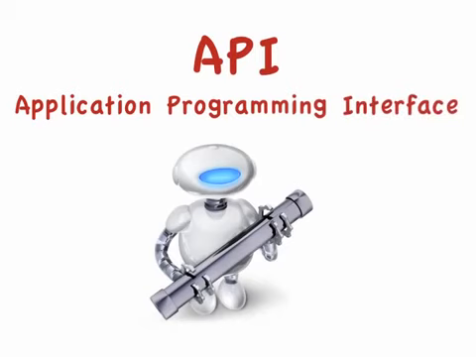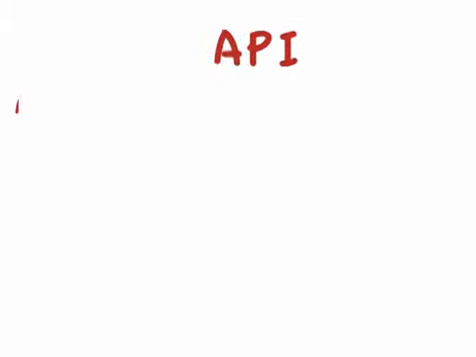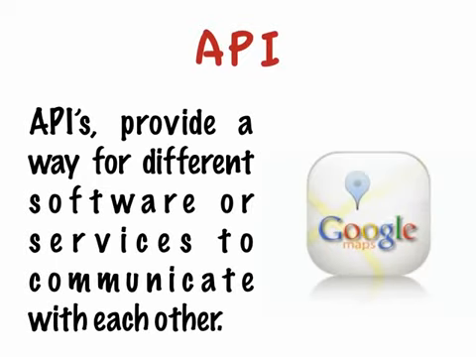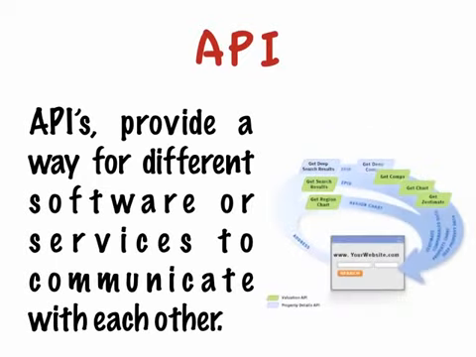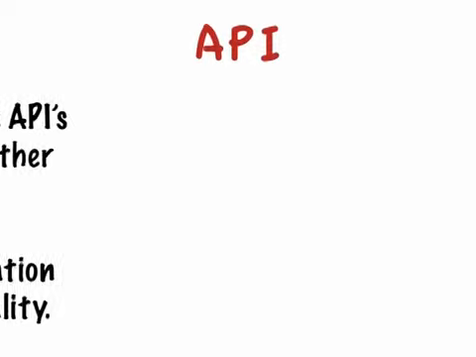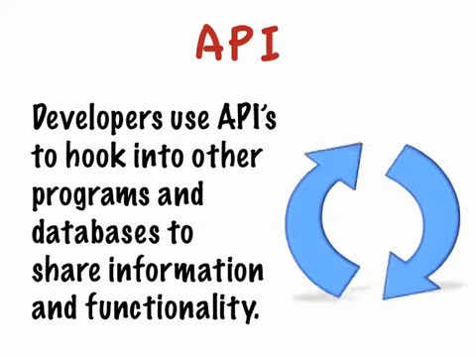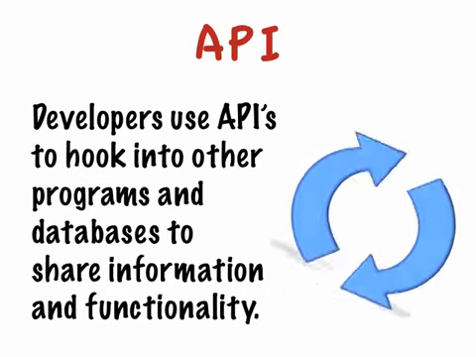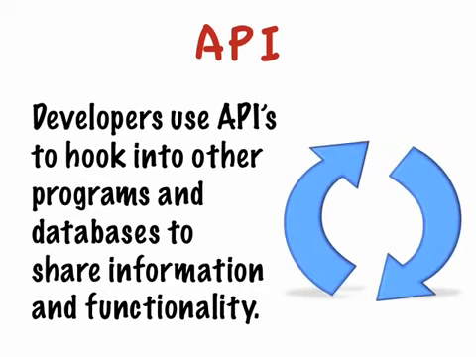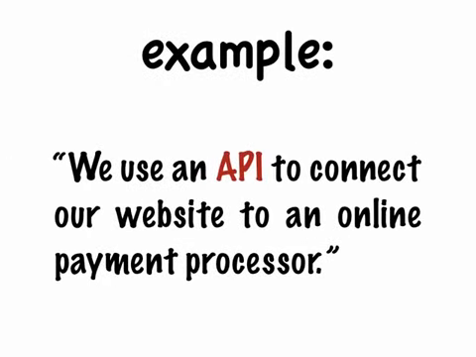API. APIs, or Application Programming Interfaces, provide a way for different software or services to communicate with each other. Developers use APIs to hook into or connect to other programs and databases to share information and functionality. We use an API to connect our website to an online payment processor.